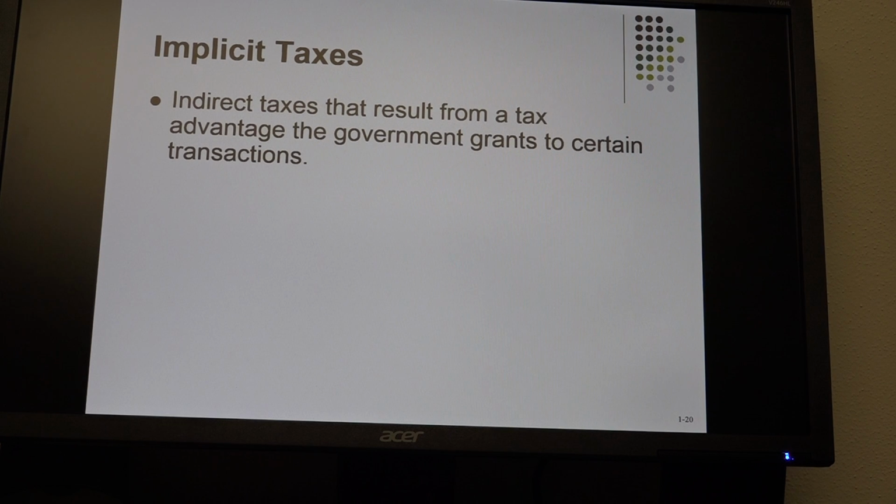Implicit taxes, these are indirect taxes that result from a tax advantage the government grants to certain transactions. I probably won't ask anything on this, but you might just look over this.